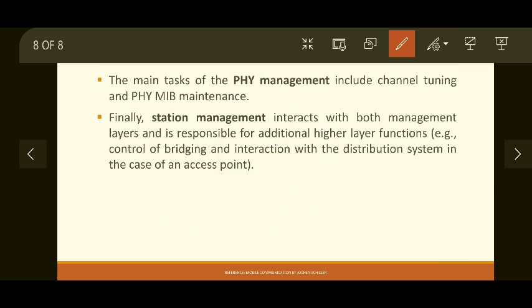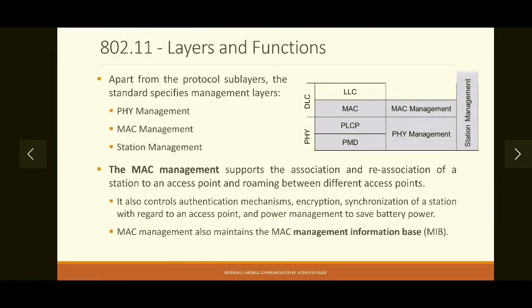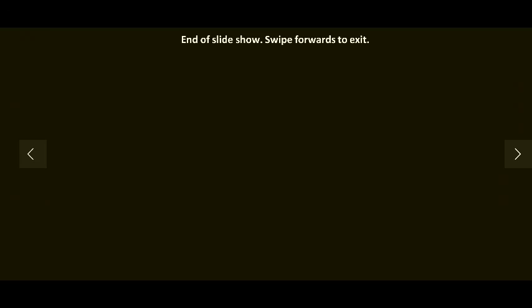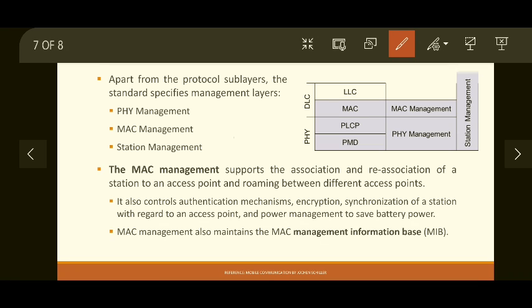So this is an overview of the different protocols used in wireless LANs. From the next video, we will see each layer in detail one by one. So first, in the next video, we will see the physical management layer or physical layer. Then we will see the MAC layer.